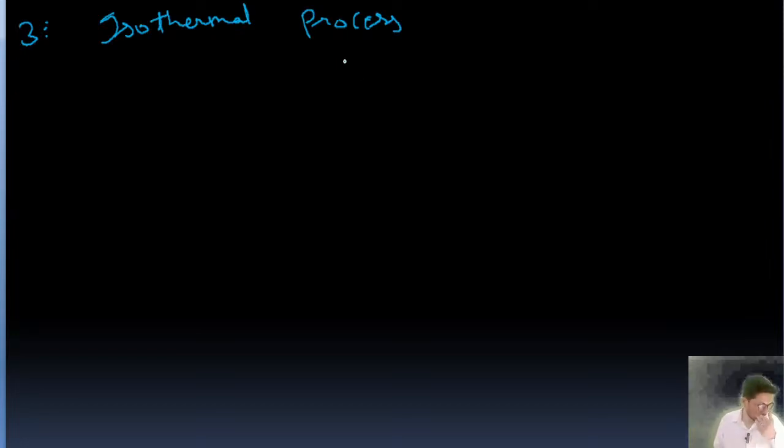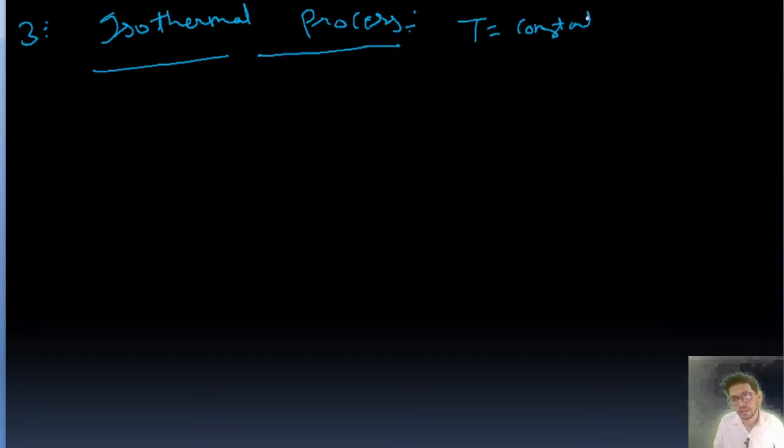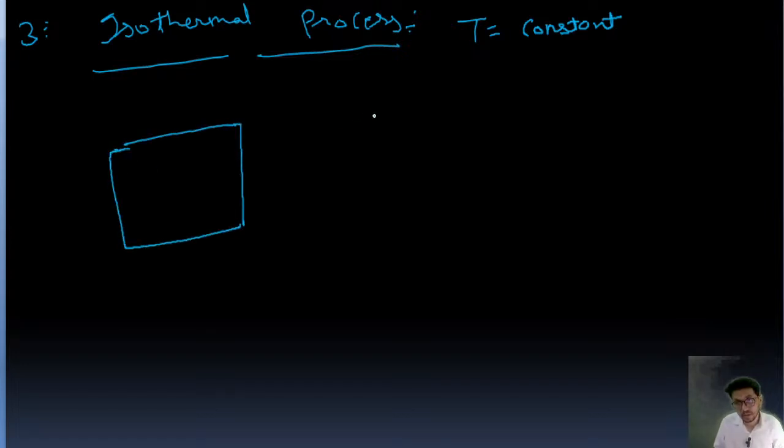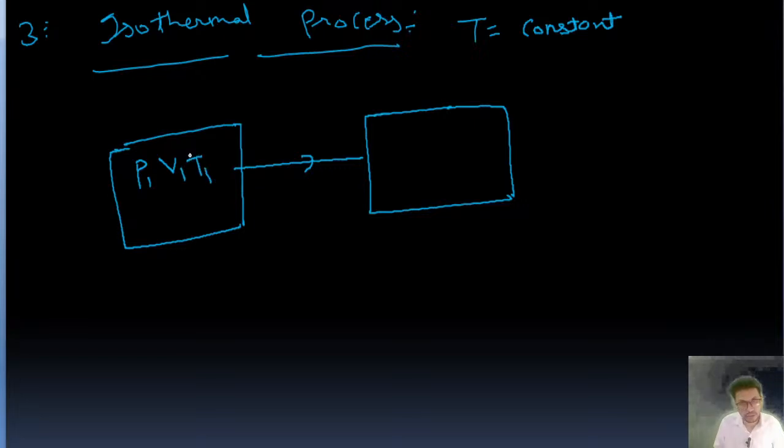In isothermal process, T is constant, guys. That is, temperature is constant. So it means the system is going to be like this. This is for system P1, V1, T1, and P2, V2, T2. This is pressure, volume, temperature, and pressure, volume, temperature, right?